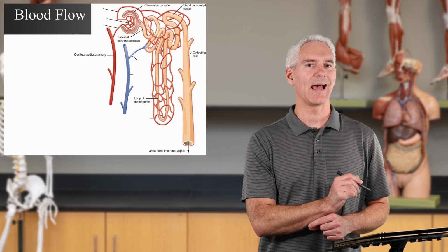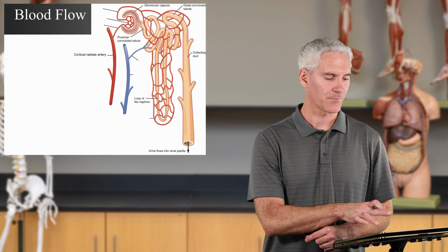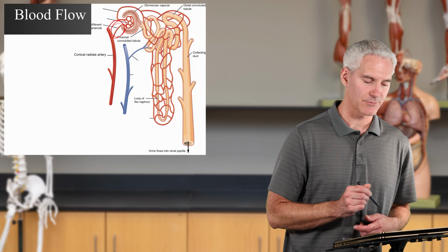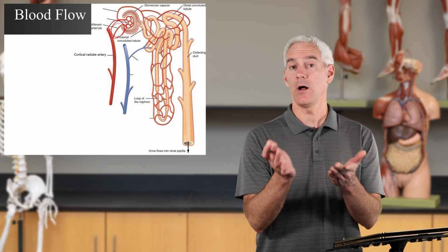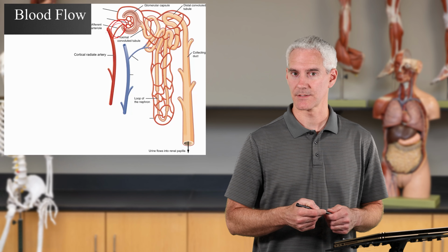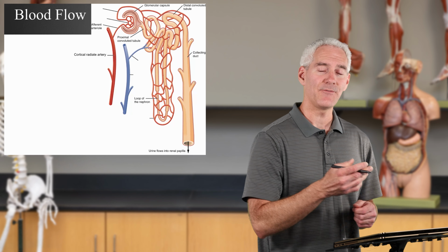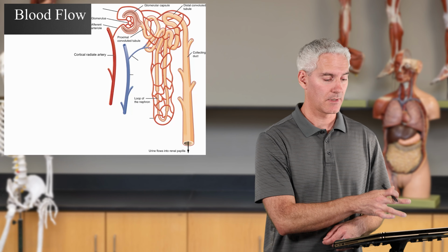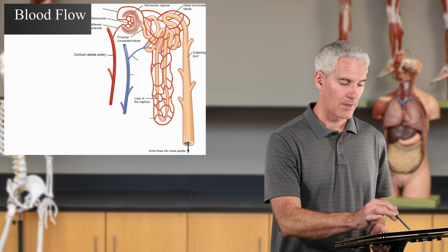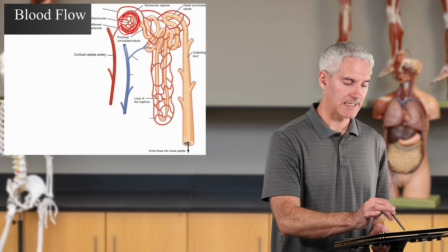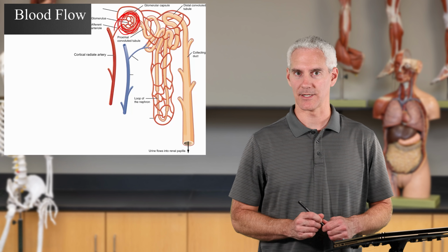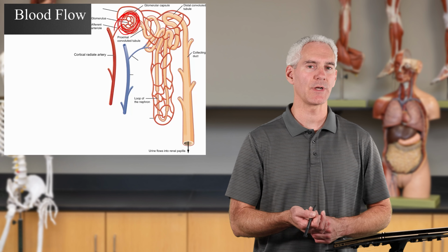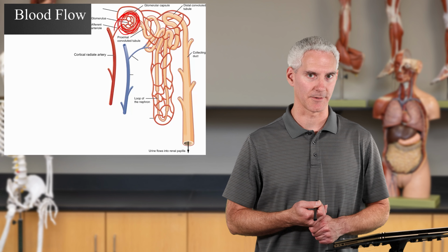So from that cortical radiate artery, we go into the afferent arteriole. That's just this little piece right there. Now it's smaller, so we've gone down to the arterioles. The afferent arteriole means it's going into the glomerulus. So this network inside here, that network of capillaries, is the glomerulus. It's where the filtration into the nephron will occur.